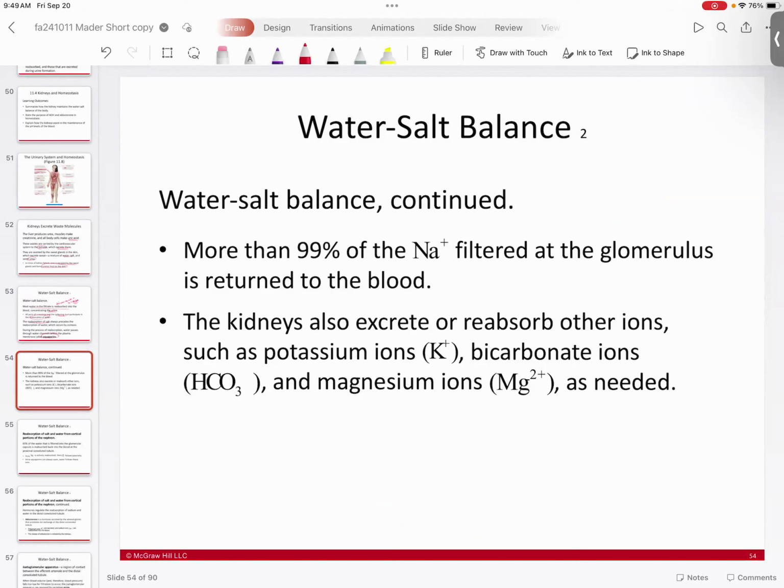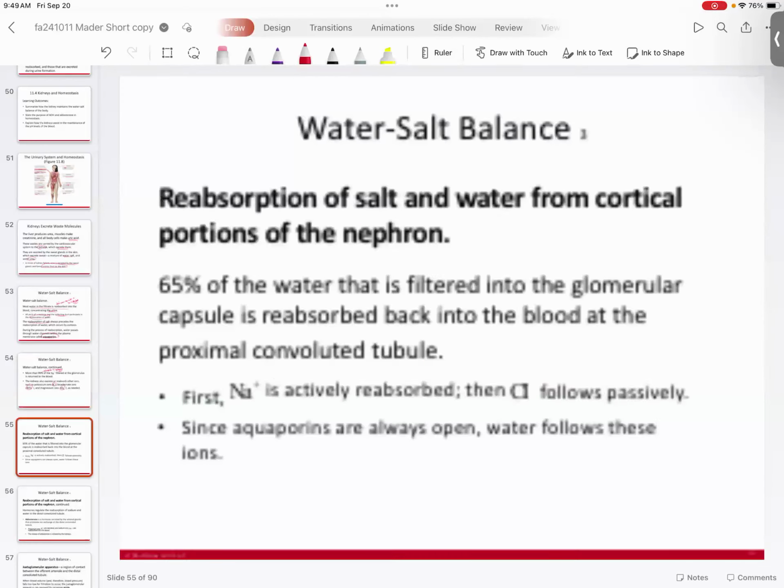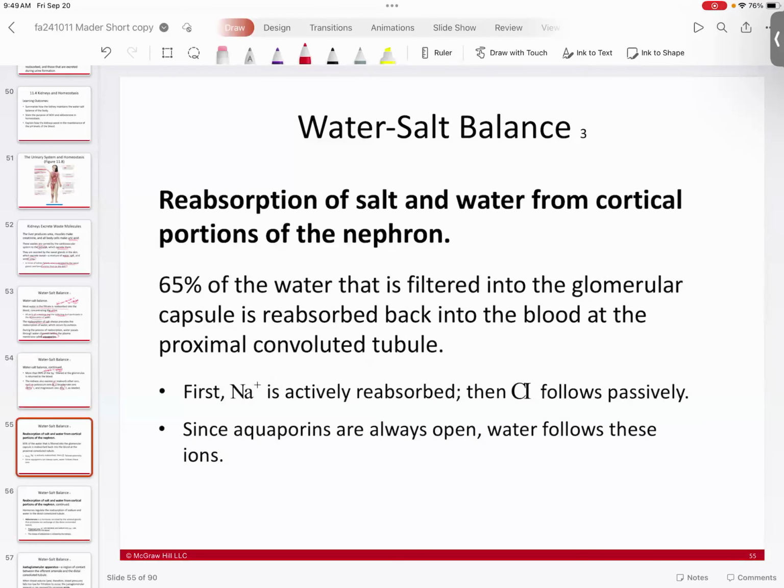So we saw before that 99% of the sodium filtered at the glomerulus is returned to the blood, indicating its importance. There's also other ions that the kidneys work on, for instance, potassium, bicarbonate, magnesium. And so there's a lot of different things going on at the kidney itself.